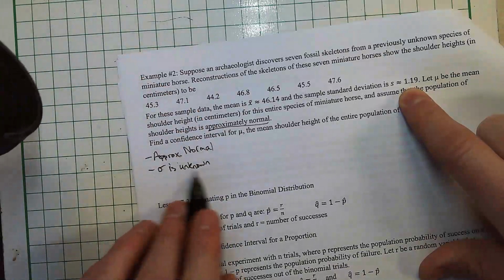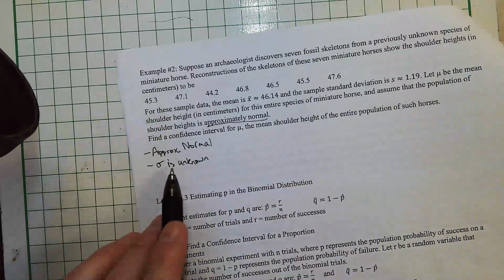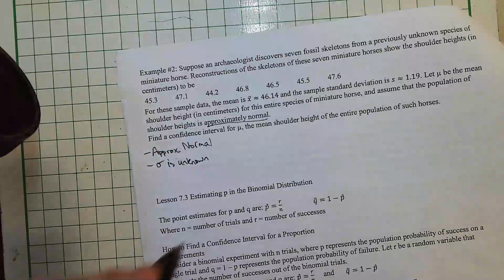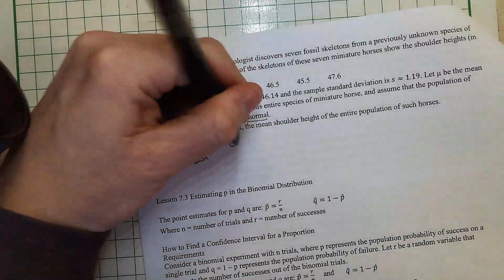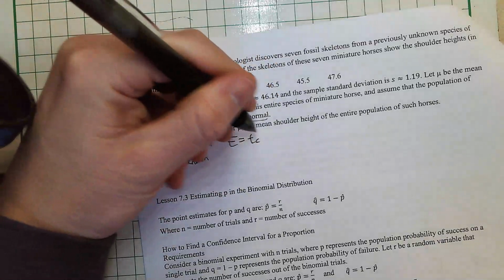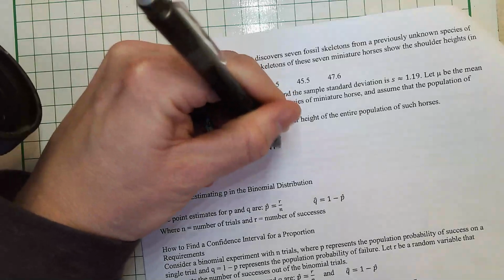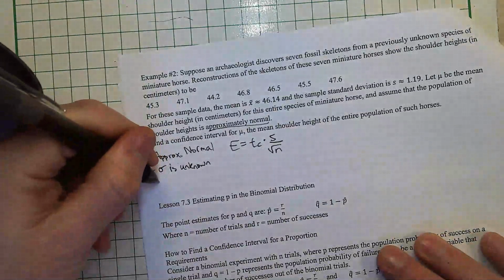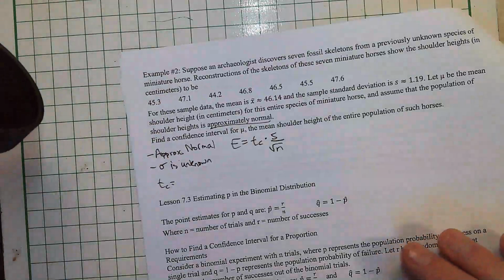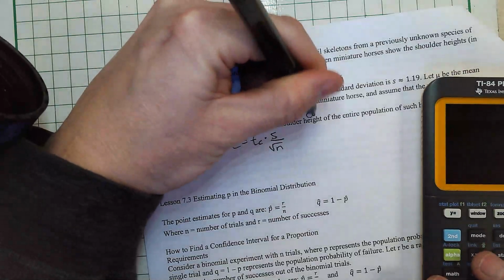So when this is unknown, you're going to have to use the t distribution. You're going to have to do a t interval. First thing we want to do is construct the margin of error. Margin of error is equal to the critical value of t times the standard deviation divided by the square root of n. Now, what is the critical value of t? Okay, let's think about this. I forgot to put this, 99% confidence interval. That's important.